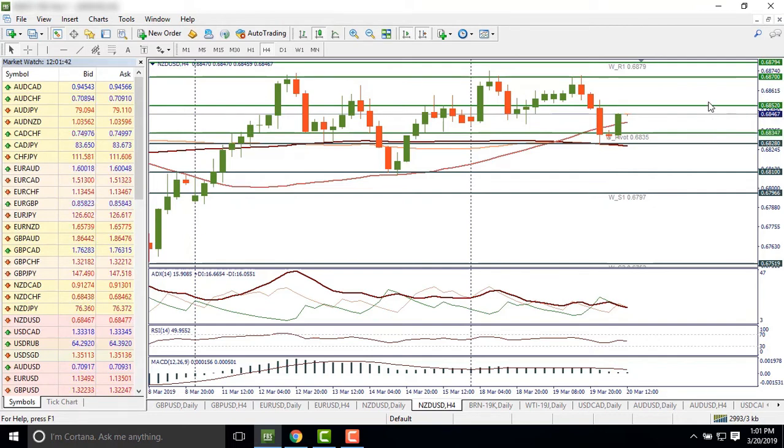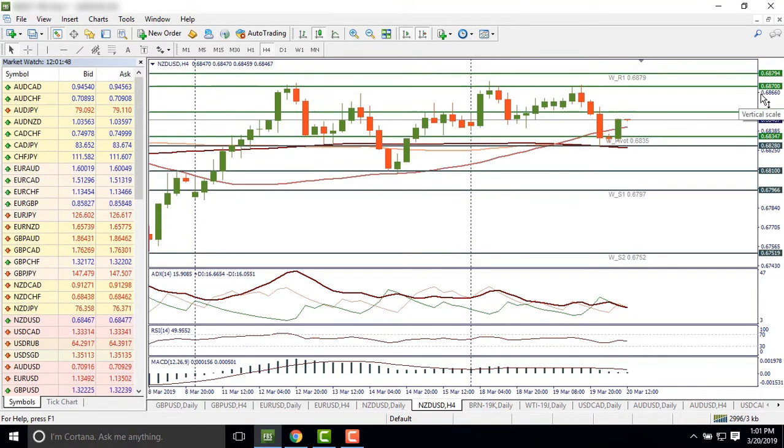If bulls are strong enough, the next resistance will lie at 0.6870, and the break of this level will push the pair even higher to the resistance at 0.6879. Otherwise, if today's release of the GDP growth disappoints the kiwi, the pair will fall below the weekly pivot to the support at 0.6828. The next support lies at 0.6810.